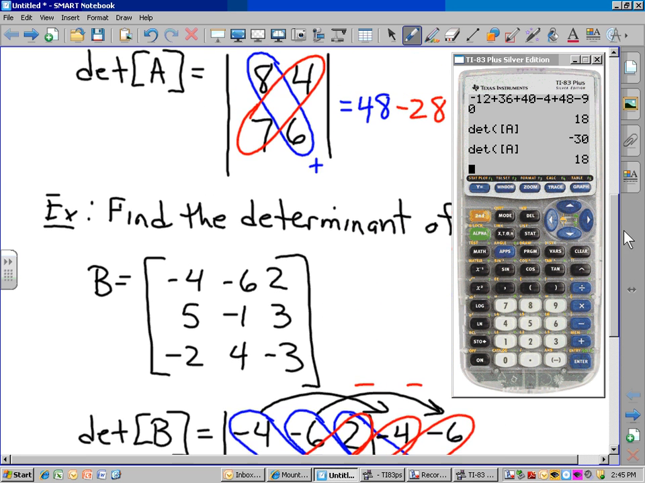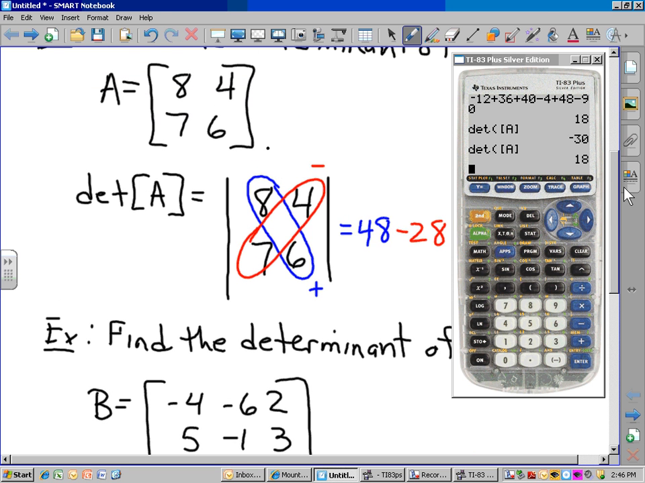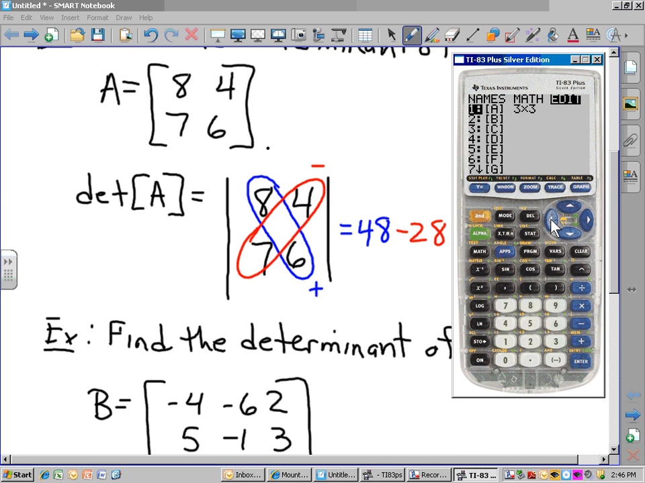Okay, let's go back up here and check the 2 by 2. So matrix, let's edit B this time. 2 by 2, 8, 4, 7, 6. And just to be sure, we're going to look at matrix B, 8, 4, 7, 6. It's very good, so we can now do the determinant. Math, determinant of matrix B. And we also get 20.